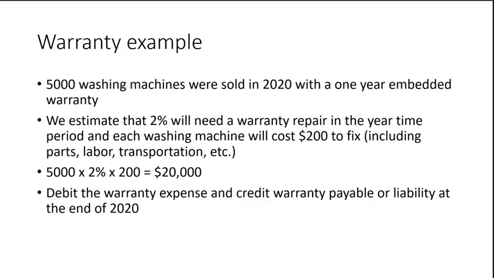So an example, we sold 5,000 washing machines with a 1-year embedded warranty. It's part of the price of the washing machine. We estimate that 2% will need warranty repair in the year time period, and each washing machine will cost $200 to fix, including parts, labor, transportation, etc.